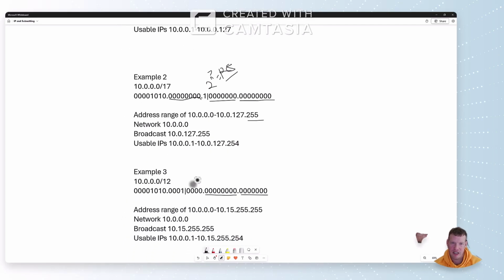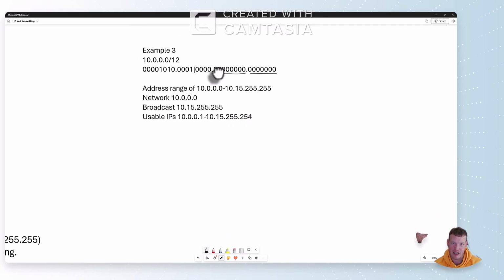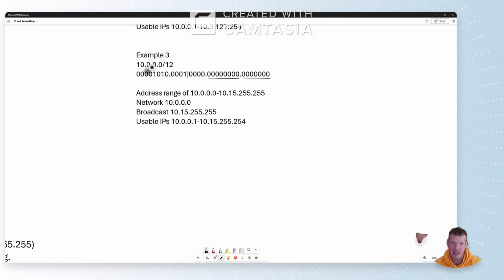Scrolling down, let's look at something besides a 2 to the 7th and see what that looks like. So in this example, we're going to do 10.0.0.0/12. The range still starts at 10.0.0.0, and the ending range is now going to be 10.15.255.255. How do we get that? This used to be our network, but now we went into the second octet and we went 9, 10, 11, 12, and we drew a line here. So now all of this is our network.